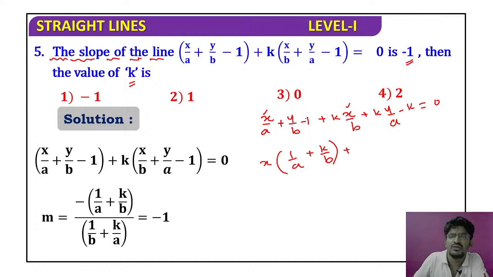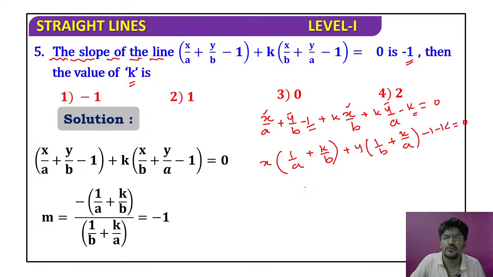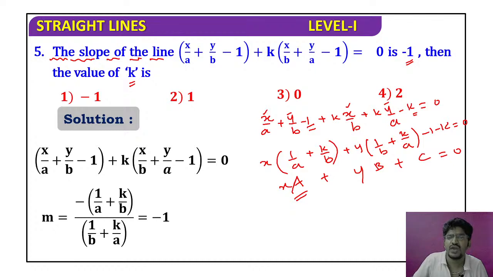Next, I will take y term common. If I take y term common, it will be 1 by b plus, so you can understand this as 1 by b and here k by a. And the remaining term is minus 1 minus k, to write it outside. So now this is in the form of ax plus by plus c equal to 0. Okay. So here a value is 1 by a plus k by b. b value is 1 by b plus k by a.